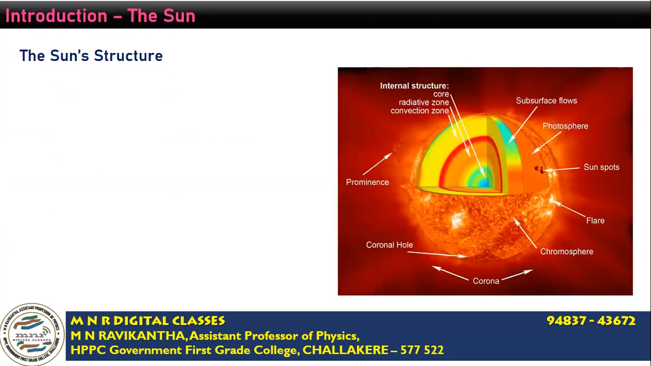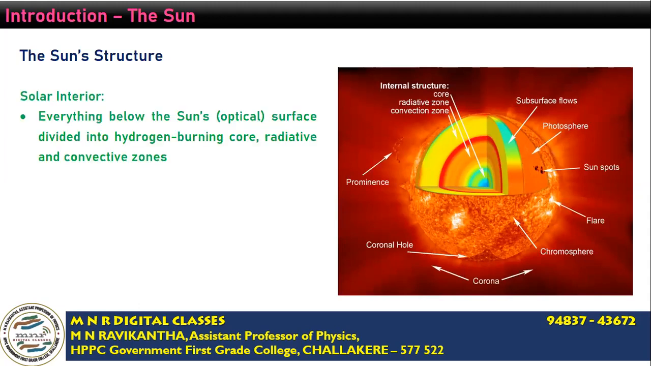The structure of the Sun. The figure depicts the structure of the Sun. Everything below the Sun's optical surface, that is the surface of the Sun which is visible, is called the solar interior. The solar interior is divided into the hydrogen burning core, the innermost part. The next layer is the radiative zone, and the next layer is the convective zone.